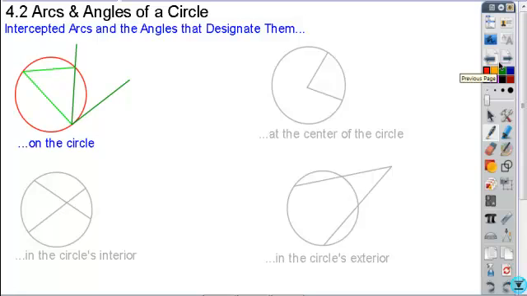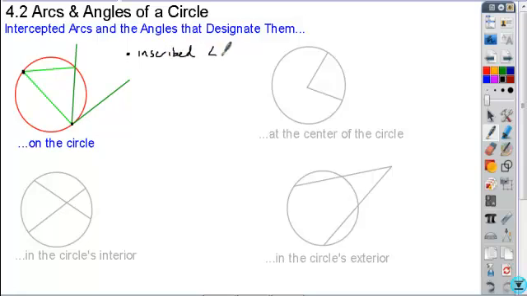Okay, we're going to start with, again, there's 4 situations we're going to talk about. I want to start with the one in which case the vertex lies on the circle itself. There's 2 scenarios in which this is going to happen. Inscribed angles.